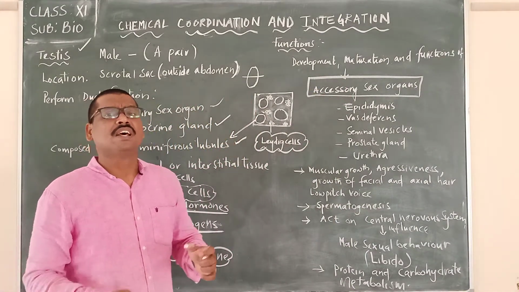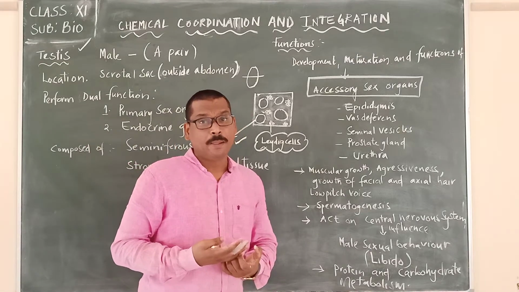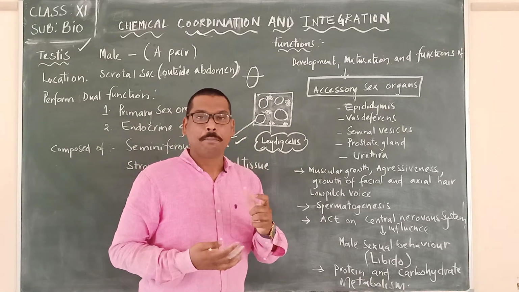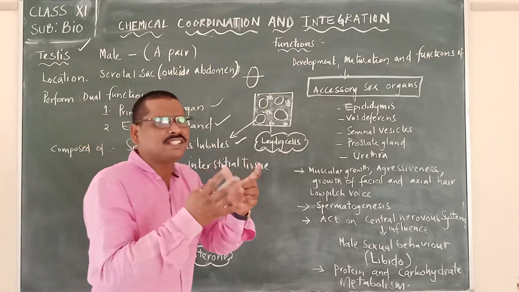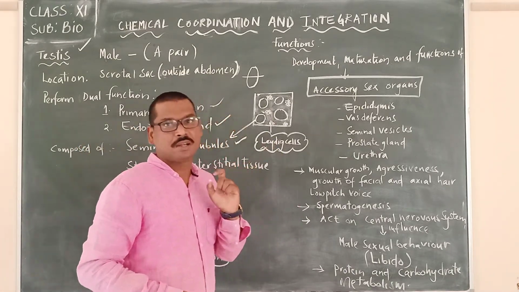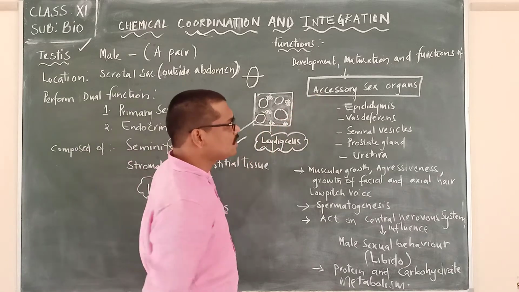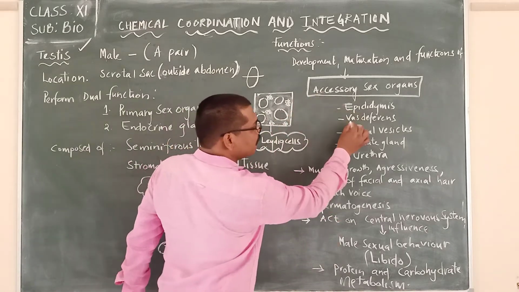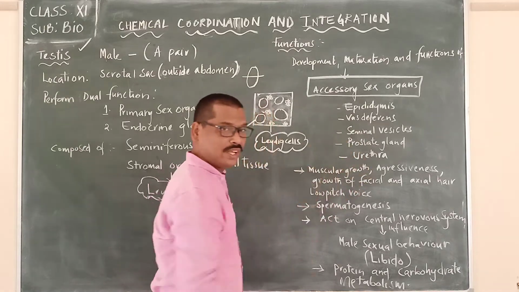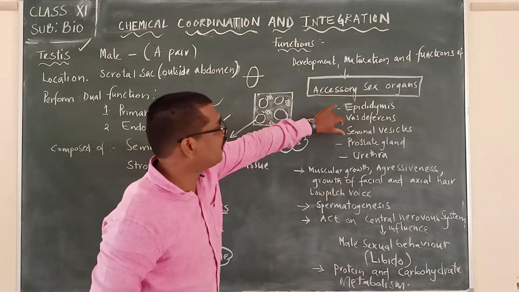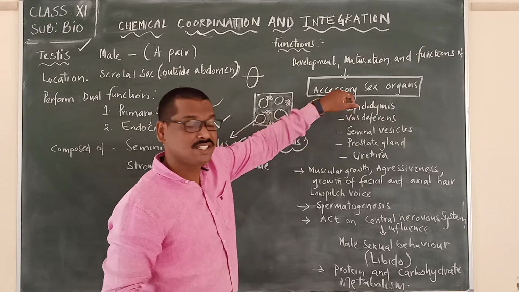Accessory sex organs means they are not directly producing the hormones, but they are involved in the reproductive system of the male. They are parts of the male reproductive system. So what are those accessory sex organs? Epididymis, vas deferens, seminal vesicle glands, prostate gland and urethra. All these parts come under the accessory sex organs.